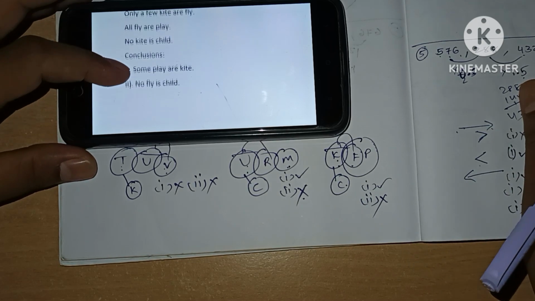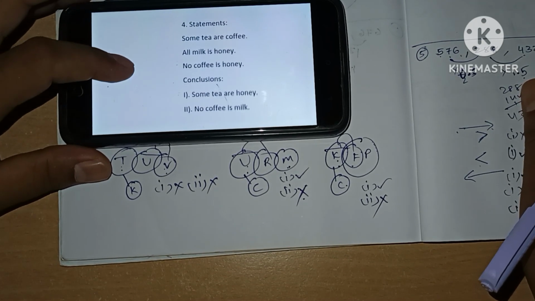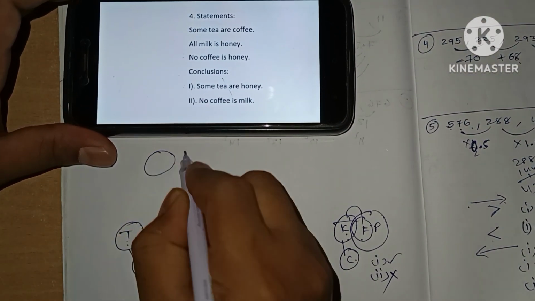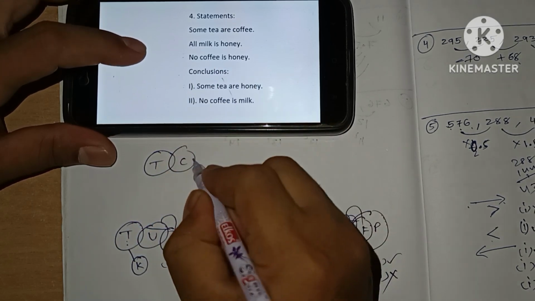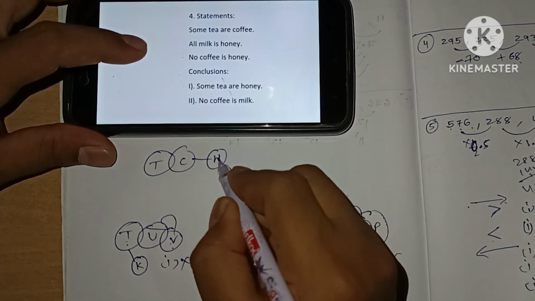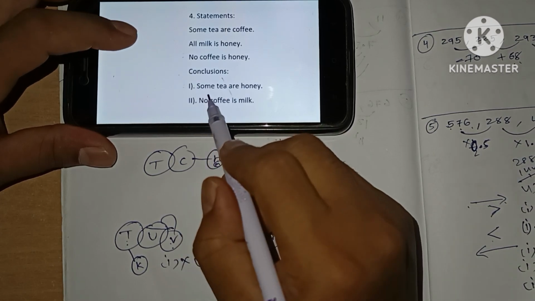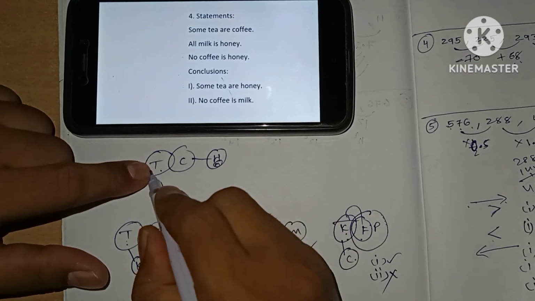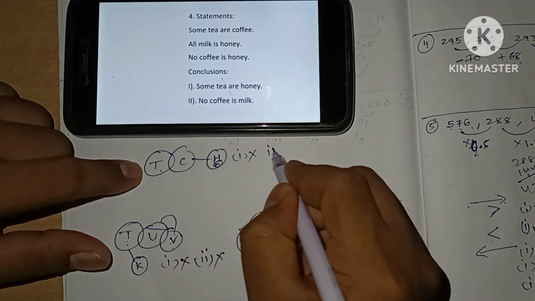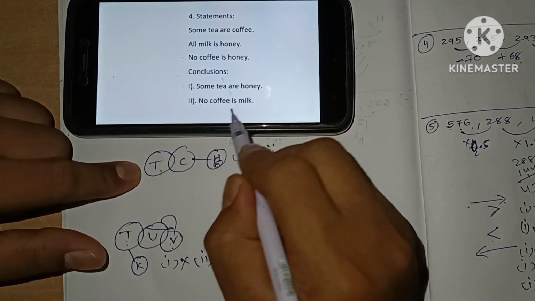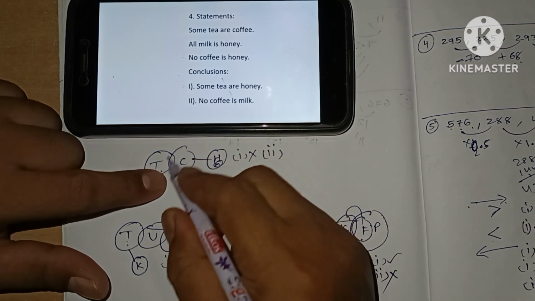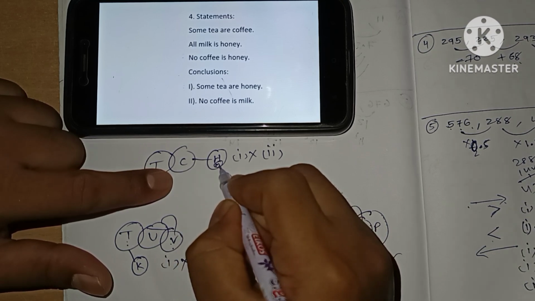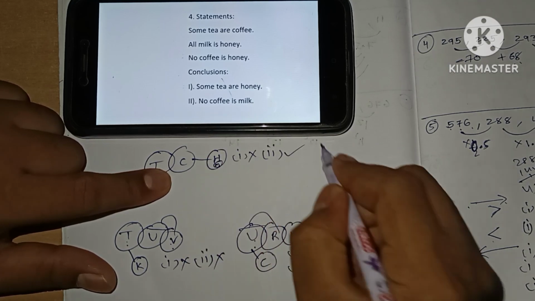Next, fourth question. Some tea are coffee. No coffee is honey. All milk is honey. Milk is inside honey. Let's see conclusions. Some tea are honey. It is a direct conclusion. And talking about tea and honey, there is no direct relation between these two. So the first conclusion will be false. Second conclusion, no coffee is milk. We check whether some coffee can be milk. Some part of coffee can be shared with milk. Is it possible? No, it is not possible. So some case fails means no case will be true.